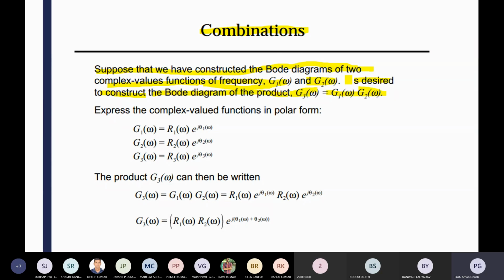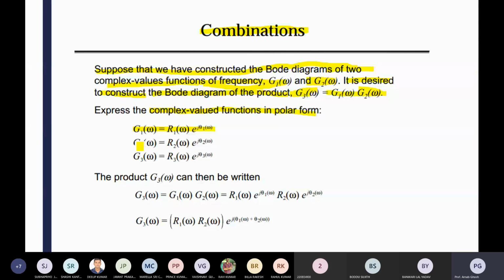So in combinations, individually there was a pole, individually there was a zero. Now at this point you are combining them, combining the poles and zeros. You need to check what happens. Express the complex values of the function in polar form. So it is g omega equal to r1 omega times e to the j theta 1 omega.